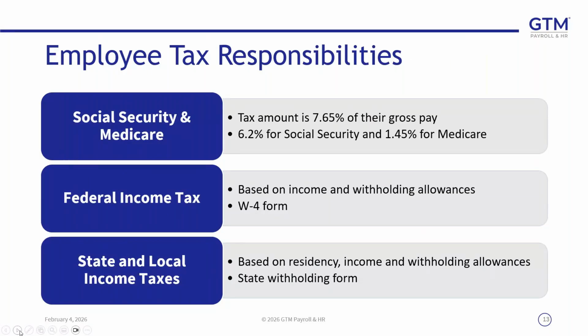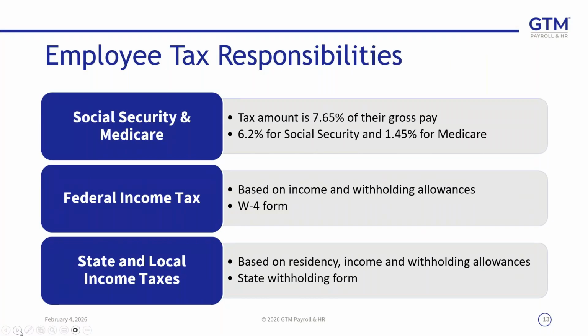For the employee, they also owe 7.65% of their pay. This is required to be withheld and remitted by the family. Again, the family can choose to pay this on their employee's behalf instead. Either way, the employer is responsible for remitting the employee's portion of FICA taxes.